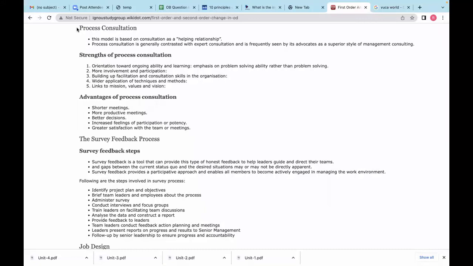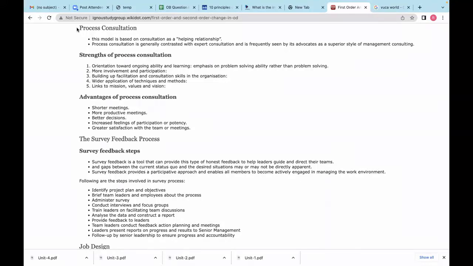Strengths of process consultation, right? It is generally brought into the picture with a problem in the picture. Without any problem, you are not going to bring in some process consultancy and try to do it. So it is focused on problem solving.